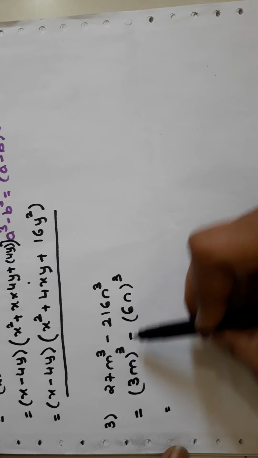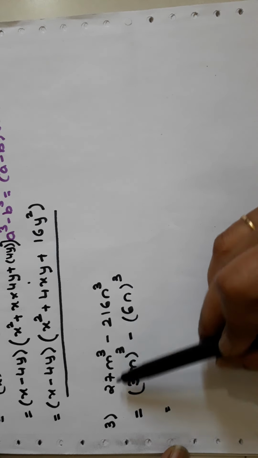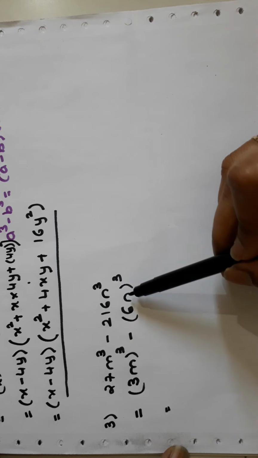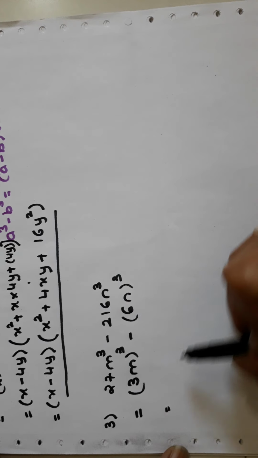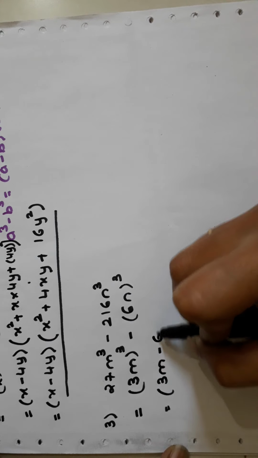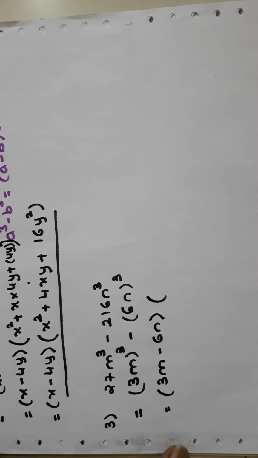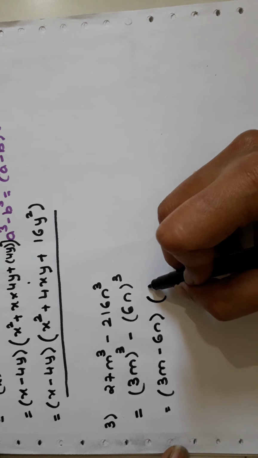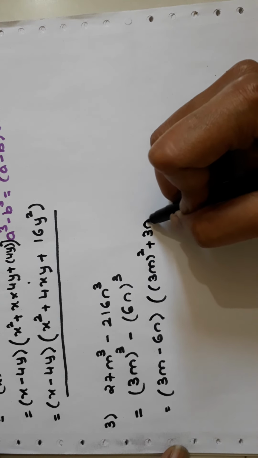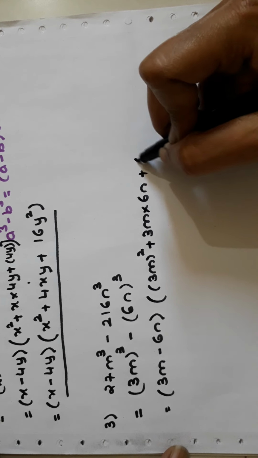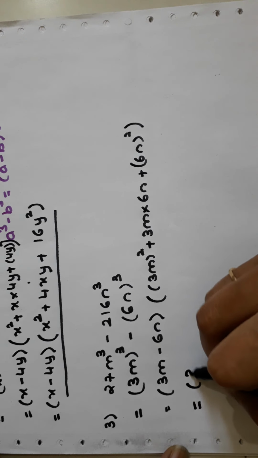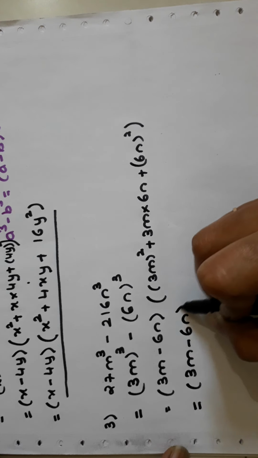So now when you go back by using law of integers, 3 cube is 27, m the whole cube is m cube, 6 cube is 216, n the whole cube is n cube. So now using the expansion formula, (3m minus 6n) the whole square plus 3m into 6n plus (6n) the whole square. Bracket complete. 3m minus 6n.